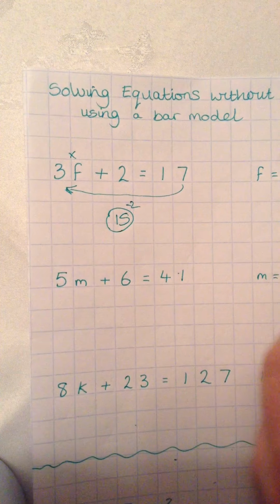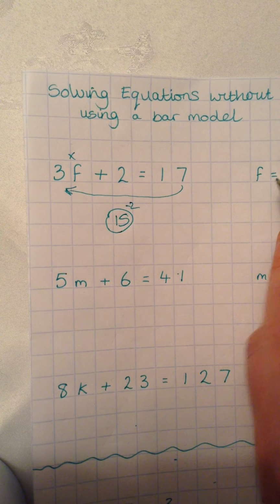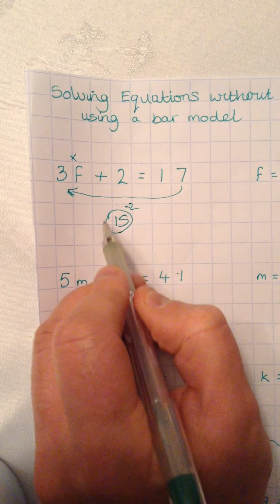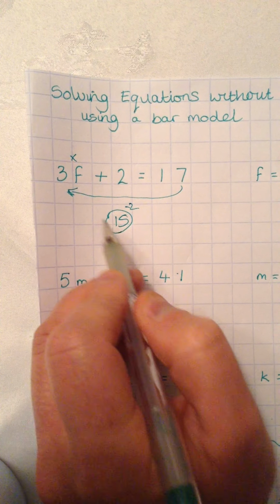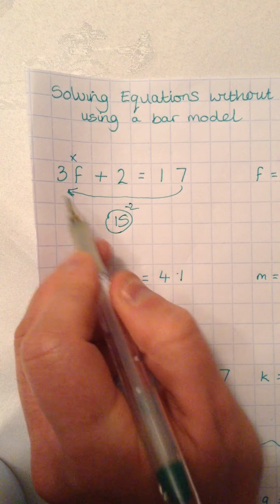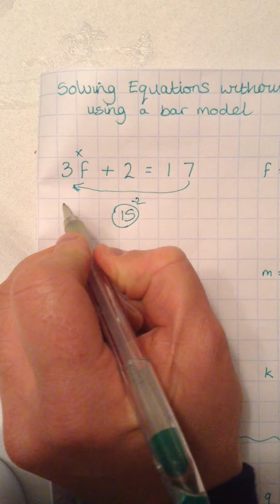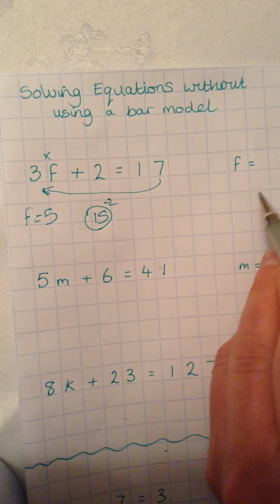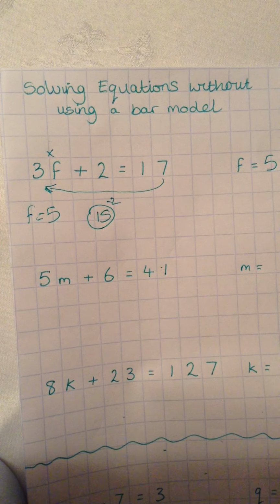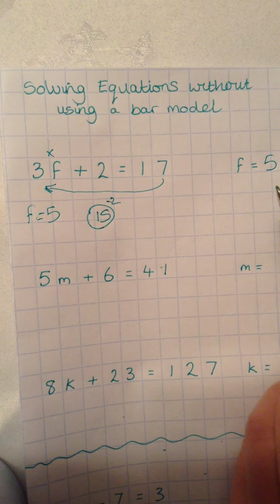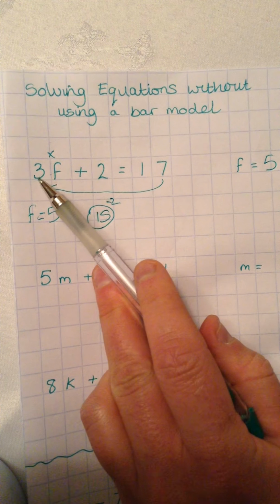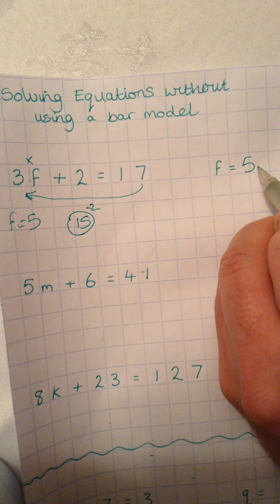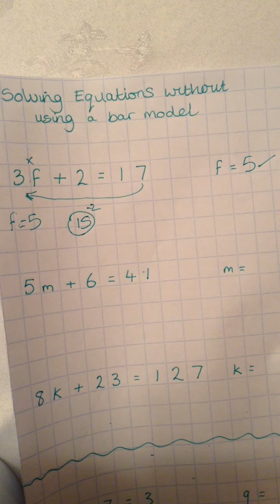But we don't want 3f, we only want to know what f equals. So we can go 3 times f, the opposite of that is dividing, so how many 3's go into 15, or 15 divided by 3. Either way round, we're going to know that 1f is going to make 5. So the answer I'm looking for here is that f equals 5. Now, I want to be able to test that, so I think f equals 5, so let's have a look. 3f, 3 times 5 is 15, add the 2, 17. So I'm pretty confident that f is going to equal 5.